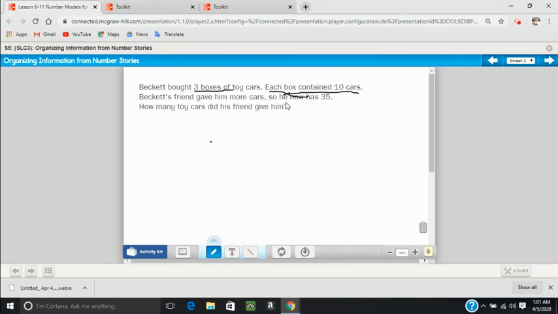Beckett's friend gave him more cars. So we know there's been a change here. His friend gave him some cars, but we don't know how many yet. He now has 35 cars. That's important to know how many he ends up with. And finally, we have: how many toy cars did his friend give him? That's the question. That's the meat of what we need to get done. So we're going to put that into our start, change, finish again.